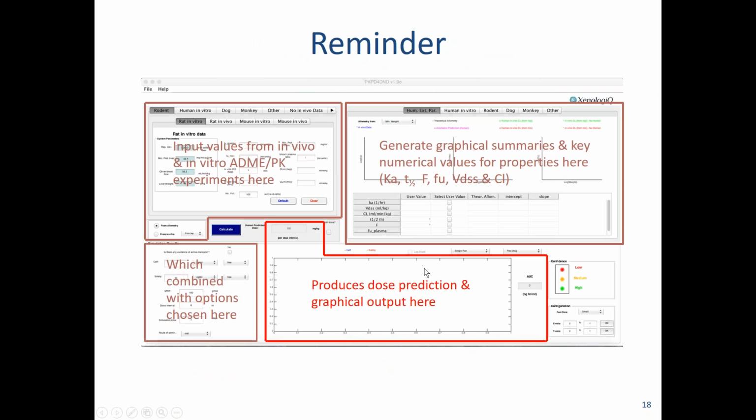So just in terms of where we're up to so far, we haven't made a dose prediction yet. We've been looking at the input values from the top left and the graphical summary and the table of information, or the tables of information on the top right here. And then we need to combine that with options on the bottom left to do with the drug and dosing frequency, and then we'll have a look at the graphical output.